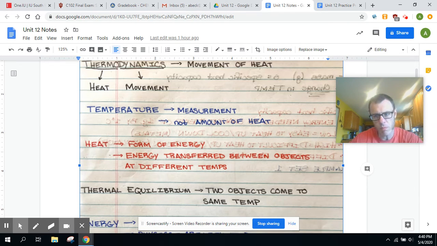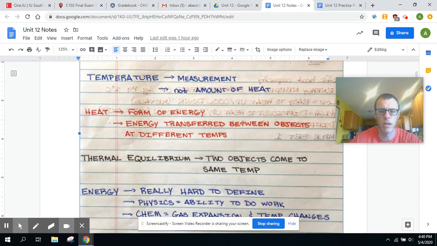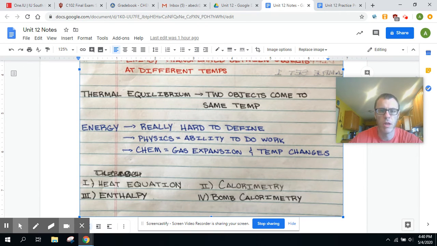So we understand this: if something hot touches something cold, the cold thing gets warmer, and the hot thing gets colder. We're going to look at that more in depth when we look at calorimetry. Thermal equilibrium is when two objects come to the same temperature, and a lot of things do that. So if you have a small glass of water and a really hot piece of metal, and you put the metal in the water, the water is going to heat up and the metal is going to cool down until they're both at the same temperature, or thermal equilibrium.